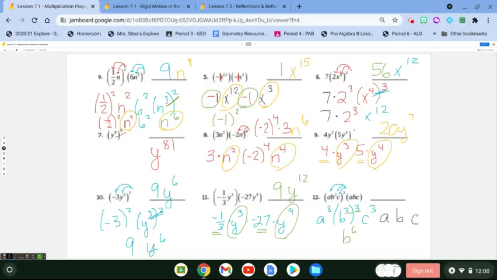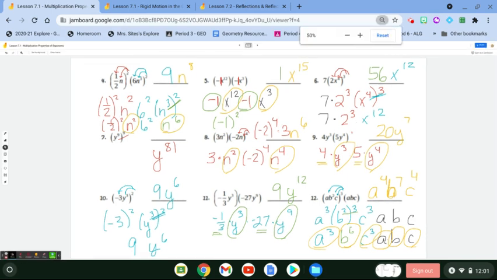Then I'm going to bring down the a to the third, c to the third, and that a, b, and c at the end. Then I'm going to combine everything together by adding my exponents. So a to the third and a will give me a to the fourth, b to the sixth and b will give me b to the seventh, and c to the third and c will give me c to the fourth.